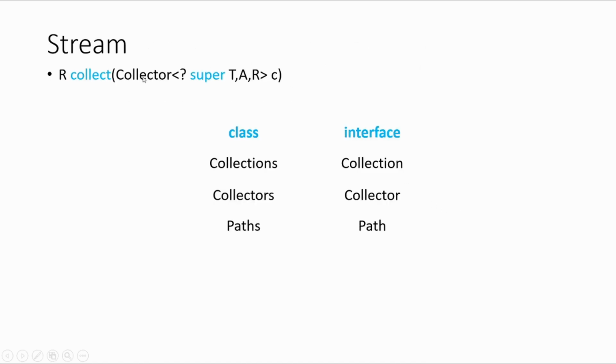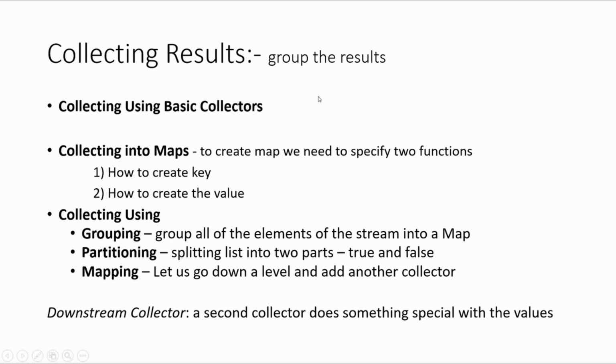Next, the stream. In the Stream class, there is a method called collect, which takes the Collector interface as an argument. You need to remember that in Java, if the class and interface names are the same, then the class name ends up with s. There are many classes, but I have mentioned only 3: Collections, Collectors, and Paths. The corresponding interface names are Collection, Collector, and Path. Collecting results means group the results. We collect the results by using basic collector, collecting into maps, collecting using grouping, partitioning, and mapping. Collecting using the basic collector.